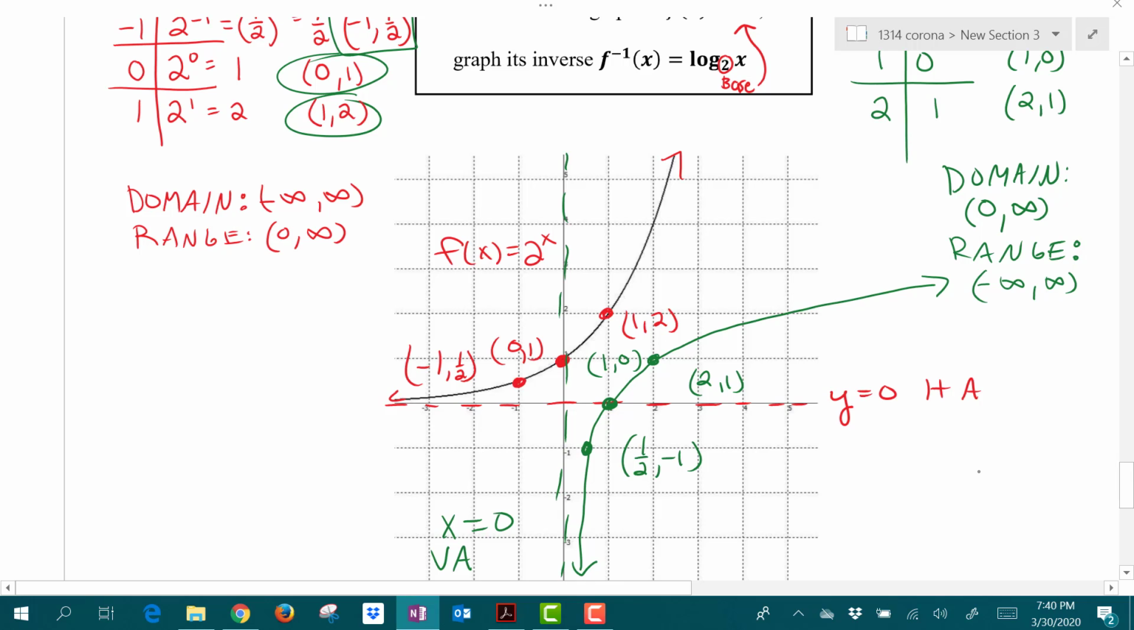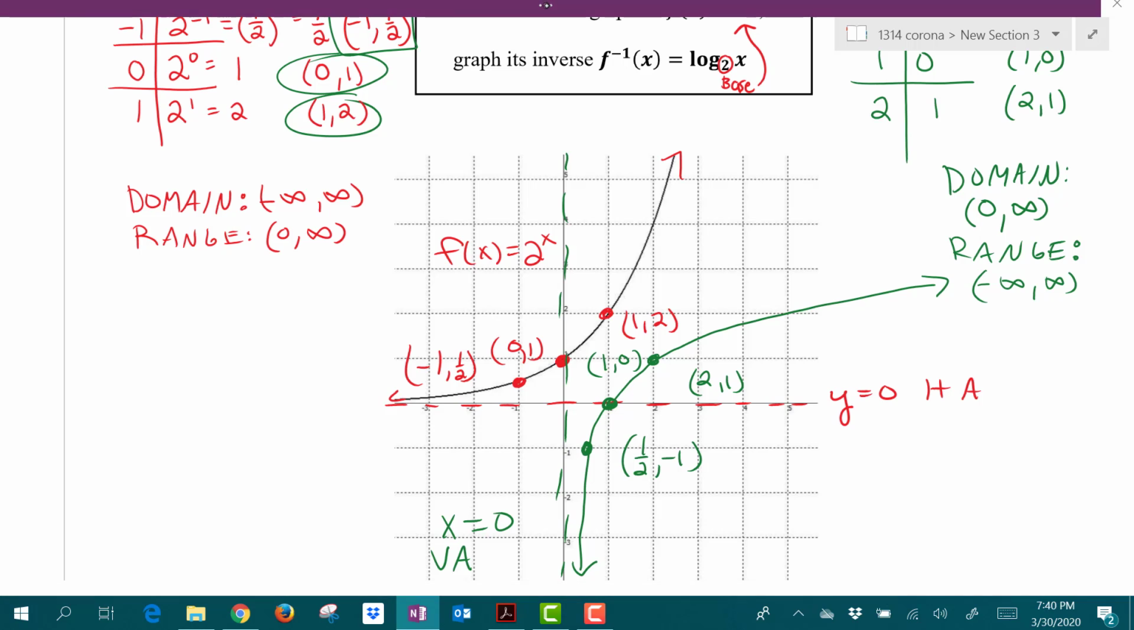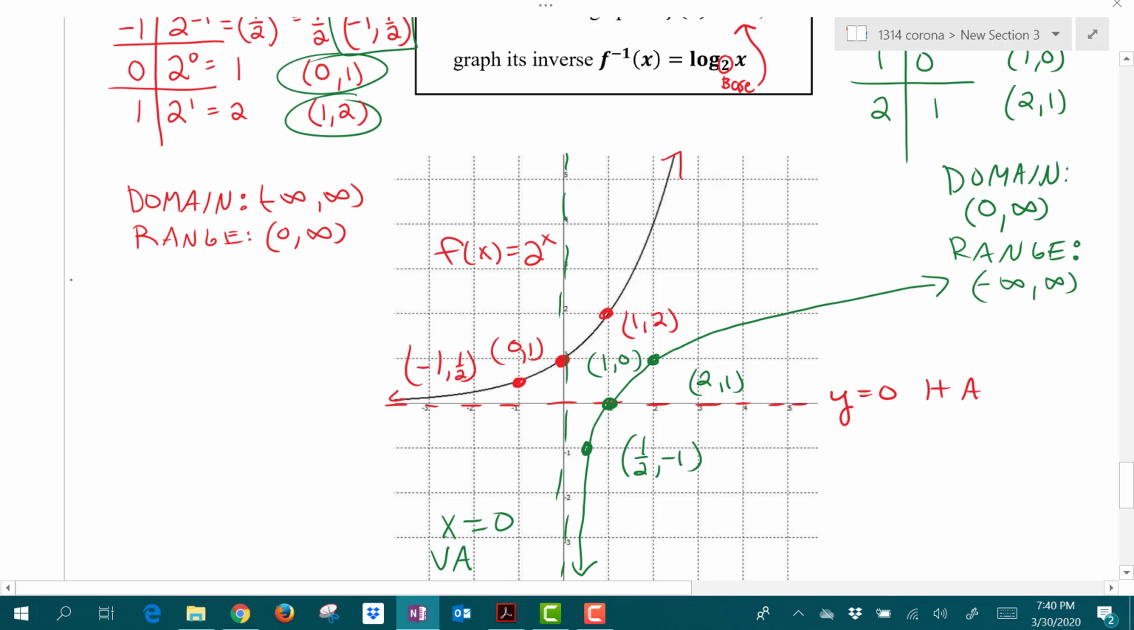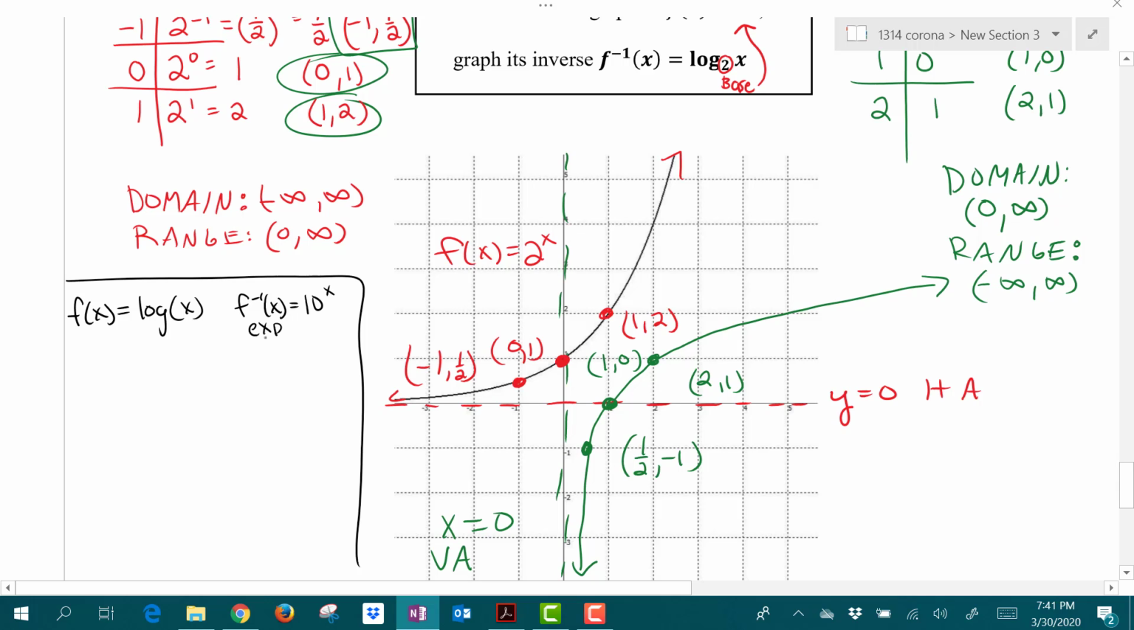Alright. So the key here is that if you would like to graph a log function, then graph the exponential first. So if you were asked, let's say, to graph f of x equals log of x, the base of that log would be 10, so I would first graph the inverse function. I would graph 10 to the x power. So I would graph the exponential first, and then use those points to graph the log.